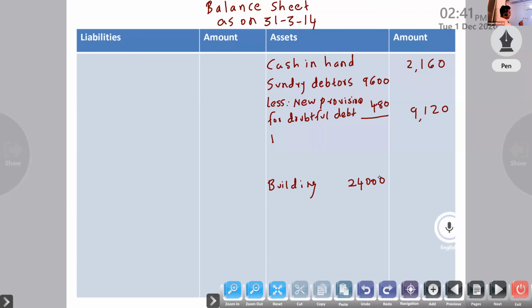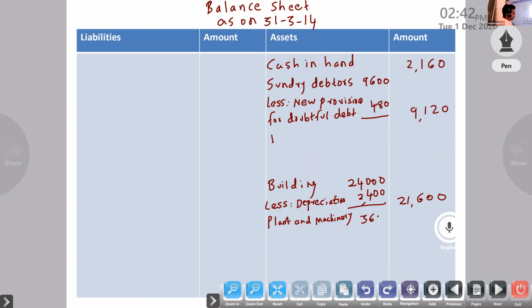24,000. You have to look for any adjustment. Yes, adjustment is there. Depreciation 2,400. So 21,600. Next, after building, plant and machinery. Plant and machinery also has depreciation. Plant and machinery amount is given as 3,600, less depreciation. We already calculated and wrote in the profit and loss account 180. Okay.